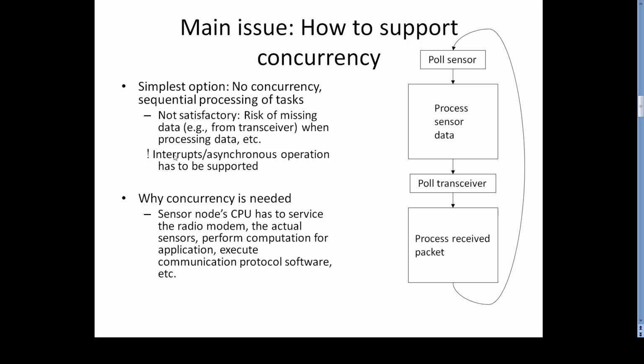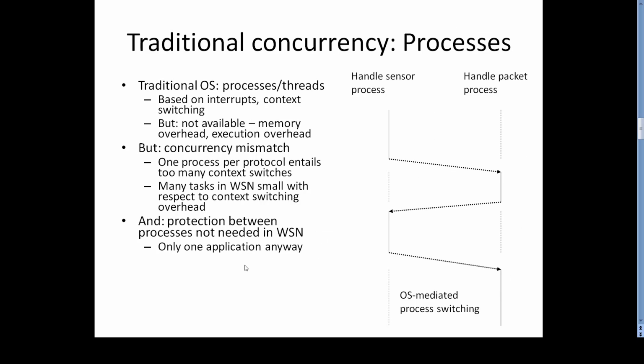So for that we should use interrupts. Concurrency is needed because the sensor node's CPU has to service the radio modem and the actual sensors, it also needs to perform computation for the application, and it also executes the communication protocol software, etc. There are multiple tasks, so that's why concurrency is needed.